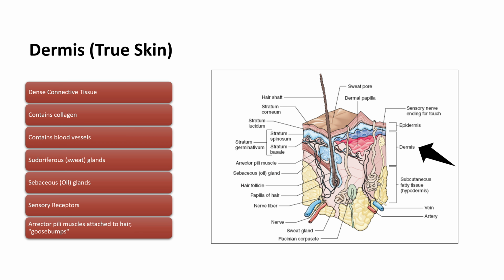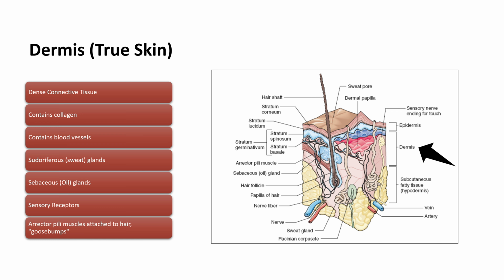This layer also contains your sebaceous oil glands, which open into your hair follicles and secrete sebum to keep your hair and skin lubricated and provide protection against both bacteria and drying. Sebaceous glands are only present at sites where there are hair follicles.